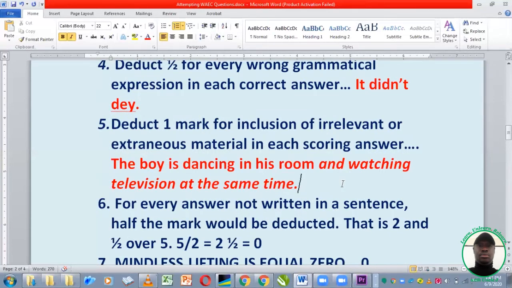For number 5, deduct 1 mark for inclusion of irrelevant or extraneous material in each scoring answer. If they ask you to state one thing that the boy was doing in his room, just give them one thing. If the answer is the boy is dancing in his room or the boy is watching television, just give them one answer. If you give them 2 things, you will lose 1 mark. So instead of scoring you 5 here, you get 4 marks. Remember, after losing 1 mark, they will go back to check for spelling errors, punctuation errors, wrong use of capital letters, and grammatical errors.